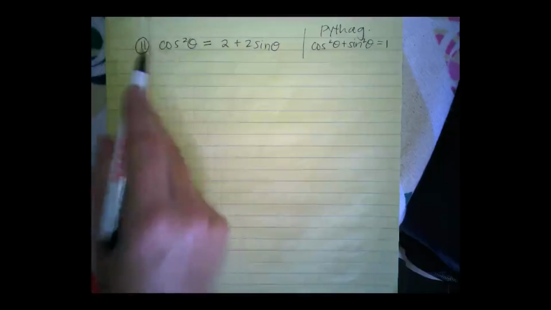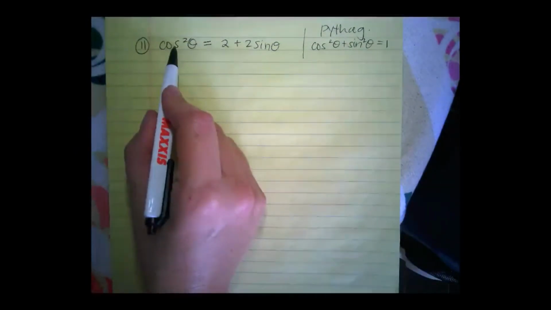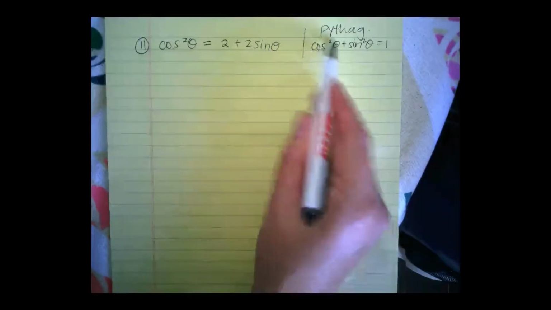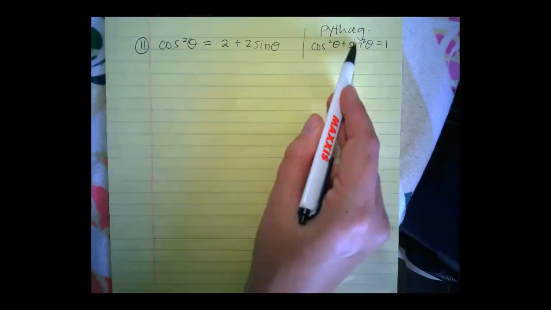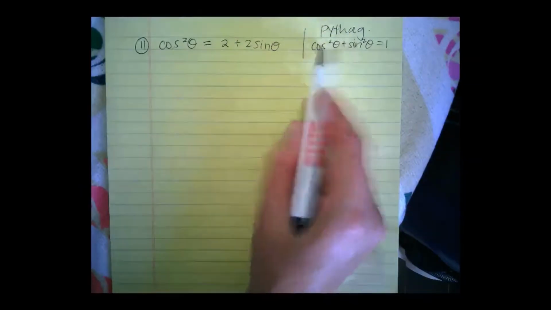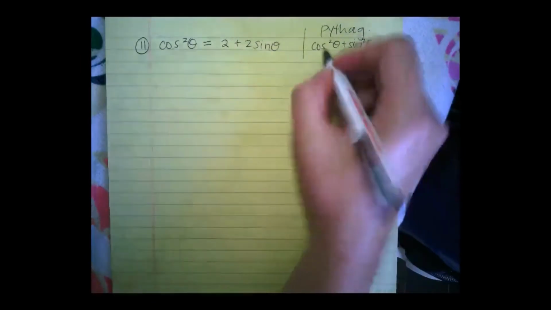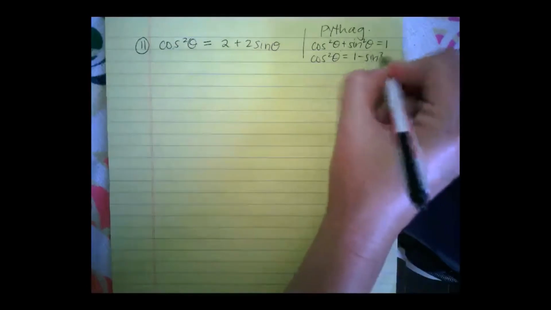For number 11, I want to swap out cosine squared using the Pythagorean identity. So I'm going to solve the Pythagorean identity for cosine squared. Sometimes we solve it for sine squared. It just depends on the problem. I'm subtracting sine squared from both sides, and I get cosine squared equals 1 minus sine squared of theta.